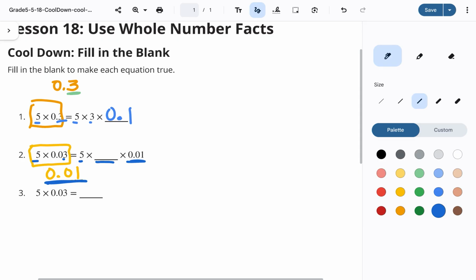So what is the missing factor in number 2? It's not the place value, it's not the hundredths, it's actually our basic fact factor of 3.